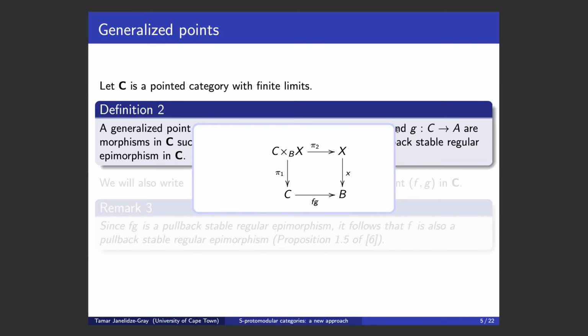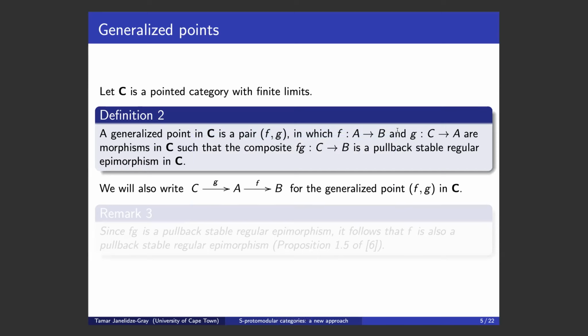And in terms of notation, we will sometimes write the generalized point as a pair FG, or we will just use the following sequence. We'll write it as a diagram.